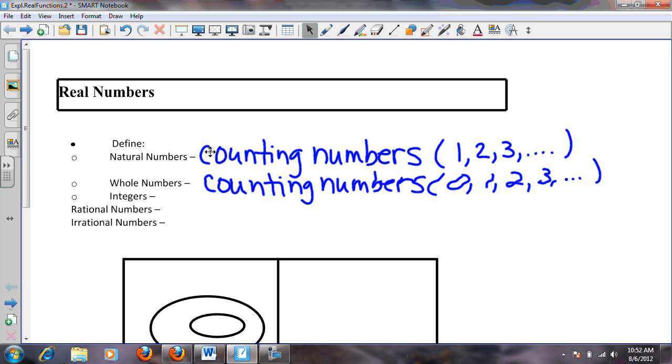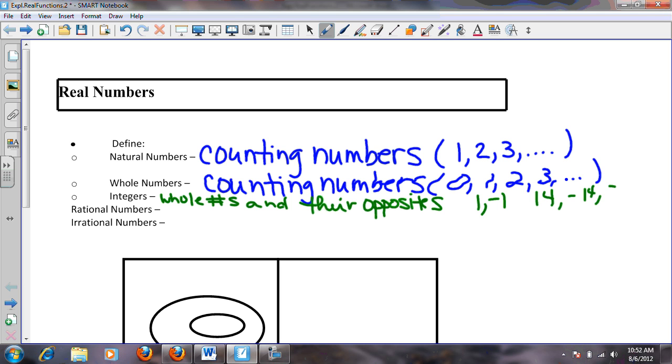Integers. Integers we talked about last year as well. Integers are whole numbers and their opposites. So for every whole number you have, with the exception of 0, 0 is neither positive nor negative, you have its opposite. So if you have 1, then you have negative 1. If you have 14, then you have negative 14. If you have negative 6, then you have 6. Integers: whole numbers and their opposites.